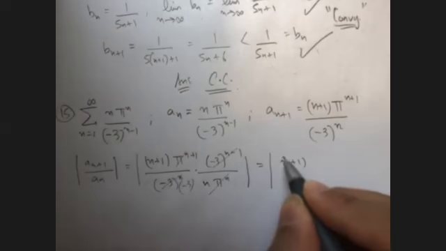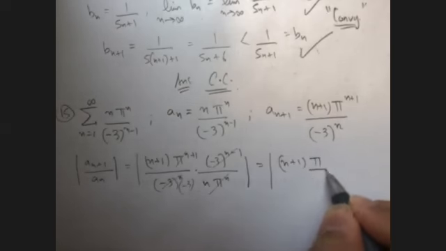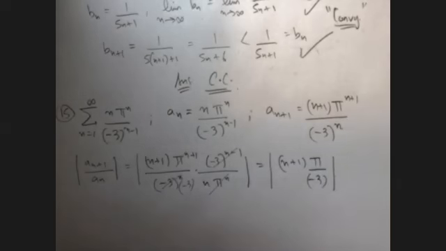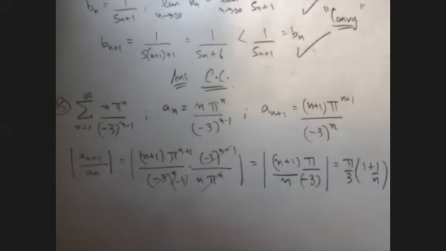So we have (n+1) times pi over -3, and there's n here also. Because it's absolute value, we can ignore this negative. So we are left with pi over 3, 1 plus 1 over n. Absolute value, negative goes away, pi over 3, (n+1) over n. So you divide n over n, you get 1 and then 1 over n.